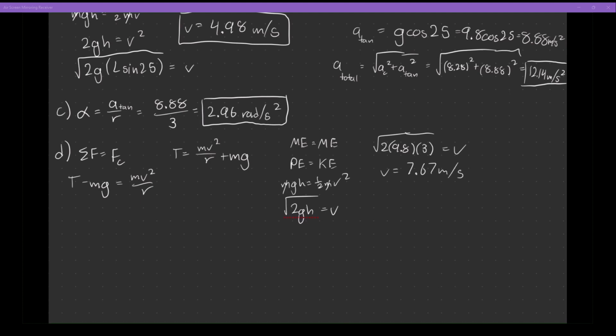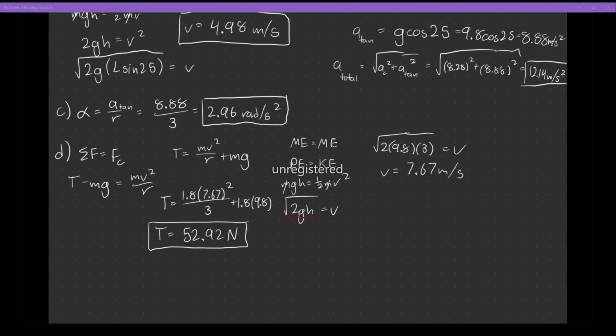So we take that number and plug it in to find T. T equals m, the mass was 1.8, times v, 7.67, squared over r, r is 3, plus 1.8 for that m times g, which is 9.8 in this case. Plug that all into your calculator and you should get 52.92 newtons, which is T. It's asking for the magnitude, so there's no direction, that's just the answer right there.